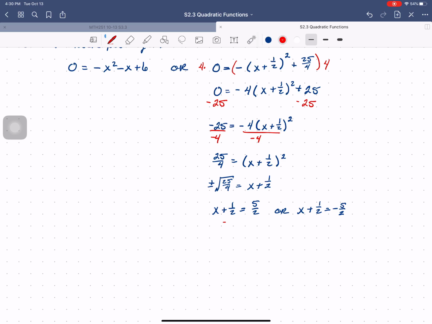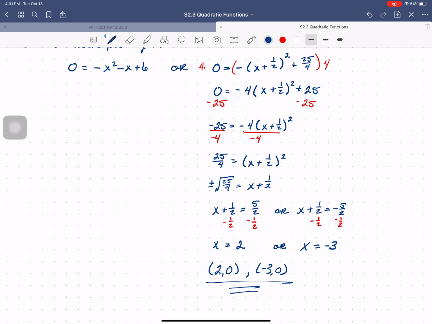Work with both of these in turn. Subtract 1/2, and we get x equals 4/2, which is 2. Or work with the other one, and again subtract 1/2, and we get x equals negative 6/2, which is negative 3. And my x-intercepts then are at the coordinates (2, 0) and (negative 3, 0).